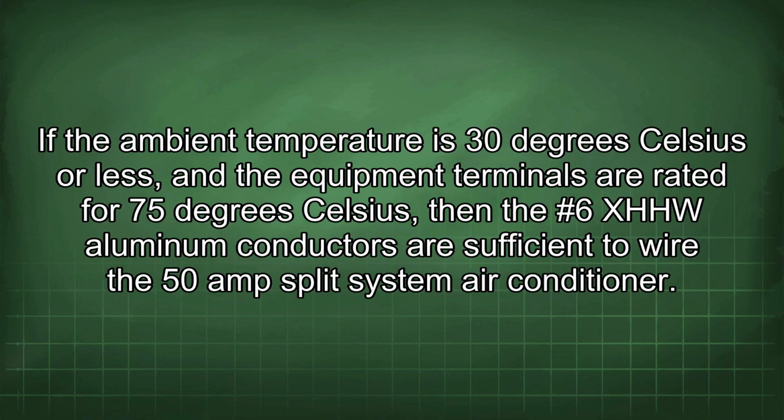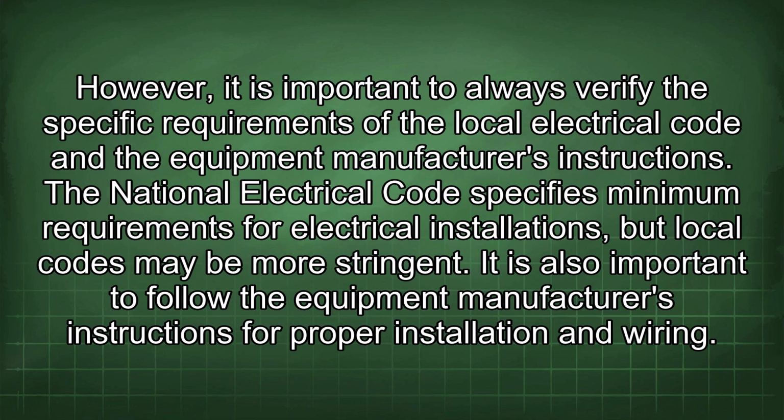If the ambient temperature is 30 degrees Celsius or less, and the equipment terminals are rated for 75 degrees Celsius, then the #6 XHHW aluminum conductors are sufficient to wire the 50 amp split system air conditioner. However, it is important to always verify the specific requirements of the local electrical code and the equipment manufacturer's instructions. The National Electrical Code specifies minimum requirements for electrical installations, but local codes may be more stringent. It is also important to follow the equipment manufacturer's instructions for proper installation and wiring.